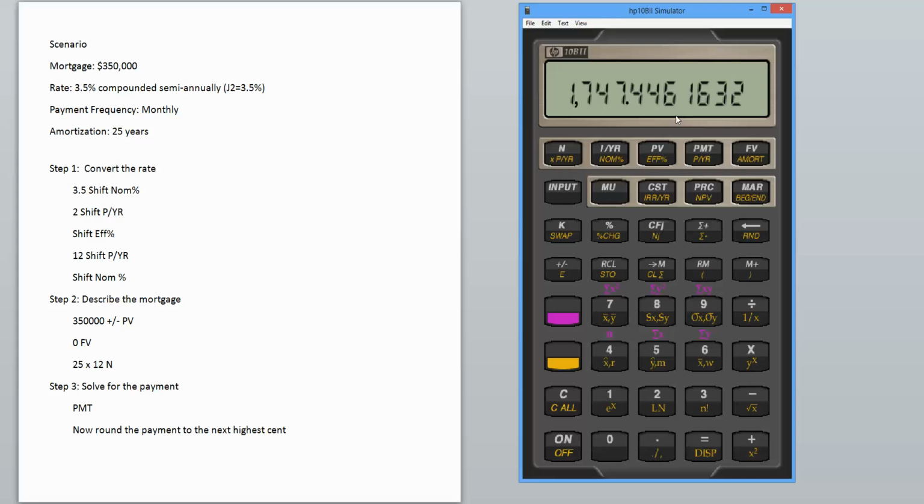I hope you've enjoyed watching this brief video on calculating a mortgage payment using the HP10bII Financial Calculator.